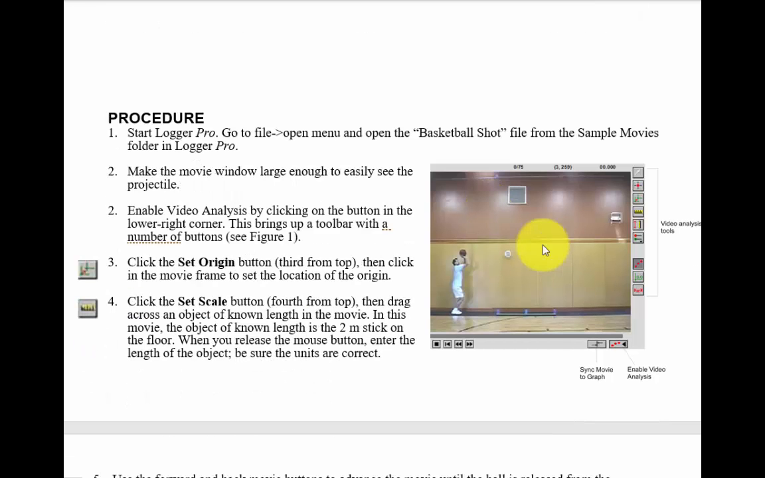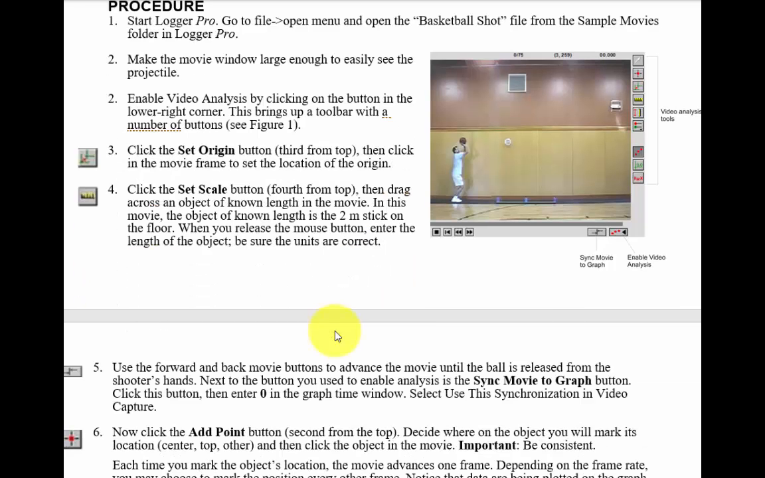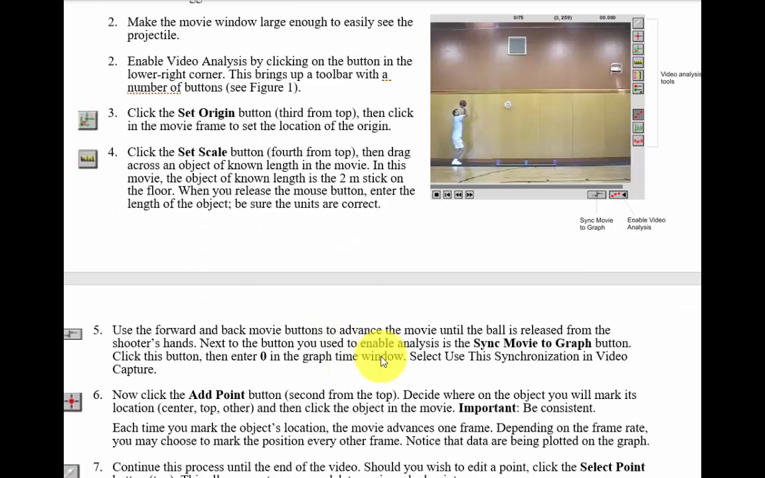Then you can mess around with the size of the movie. You can enable video analysis by left-clicking a button. Actually, I don't think you even need to do that, to be honest with you. You can set the origin wherever you want. For the scale, you want to set it for this 2-meter stick right here, so you're going to click on this ruler and drag from one side to the other, perfectly horizontal by the way, and say, I know that this is 2 meters. If you forget to do this or mess this up, don't worry, it can be done retroactively. Then you can sync the movie to the graph. Actually, you don't even need to do this step.